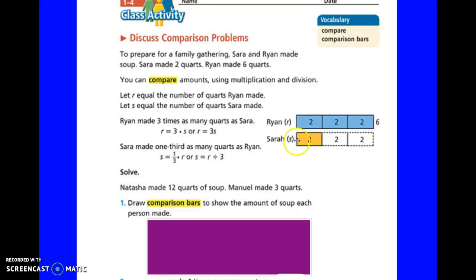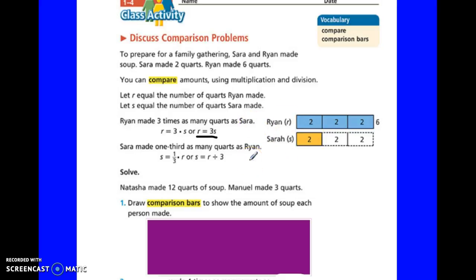Now, when we're comparing these, we are able to say that Ryan made 3 times as much soup as Sarah, right? If you took Sarah's 2 times 3, 1, 2, 3, you would end up getting the 6 quarts. So the equation they wrote is Ryan's equals 3 times Sarah's quarts. That's the multiplication way.